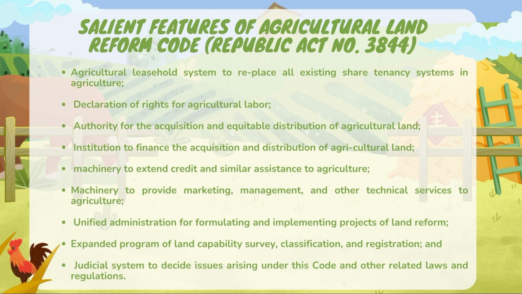Fourth is the financial support for land acquisition o ang pagtulong sa mga magsasaka na makabili ng lupa na ipapamahagi ng gobyerno. Fifth, credit and assistance for agriculture o ang pagsuporta sa mga magsasaka sa pamamagitan ng mga pautang. Sixth is marketing and technical service. Seventh, unified administration for land reform. Eighth, land capability survey and registration. And the last one is judicial system for land disputes.